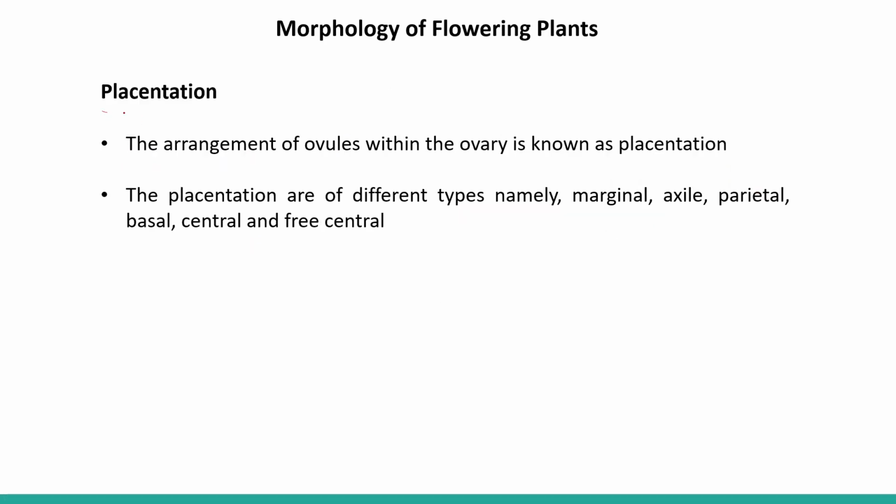Now the last one is about placentation. The arrangement of the ovules within the ovary is known as placentation. How the ovules are arranged inside the ovary gives you the placentation. The placentation is of different types, namely marginal, axial, parietal, basal, central, and free central. So there are different types of placentation.